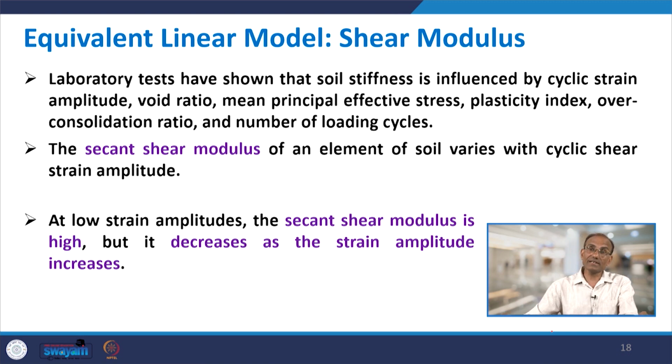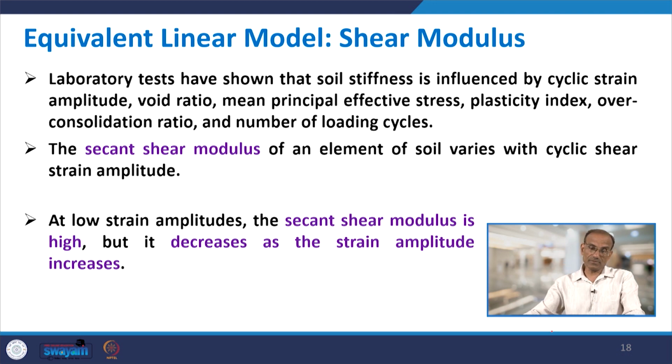Now, continuing with the equivalent linear model. As we discussed, there are two parameters, one is shear modulus and another is damping ratio. Let us discuss the shear modulus in detail. Laboratory tests have shown that soil stiffness is influenced by cyclic strain amplitude, void ratio, mean principal effective stress, plasticity index, overconsolidation ratio and number of loading cycles. So, there are so many parameters. It depends on cyclic strain, void ratio, that is relative density, mean effective stress, PI and so on.